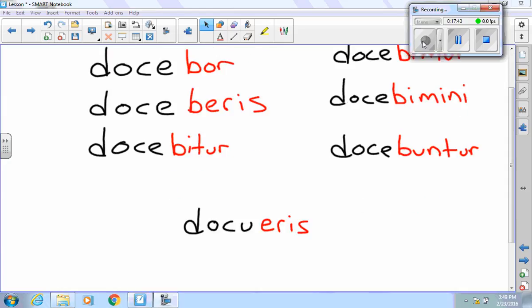The future perfect would look like this, docuris. It does have a clue in that U. It also comes from the perfect stem, docui. Make sure that whenever you identify something as future perfect, that it has one of those clues, or that it comes from that perfect stem.